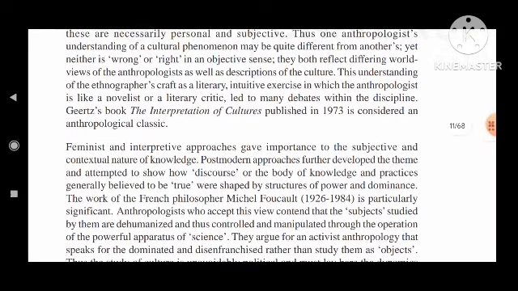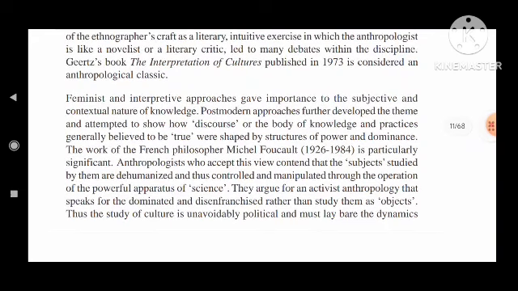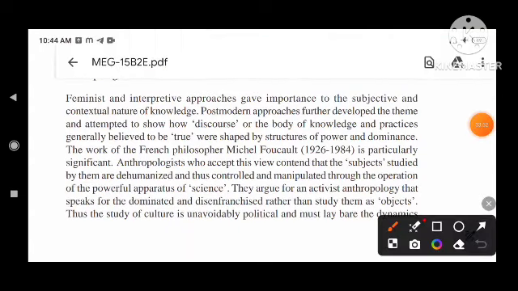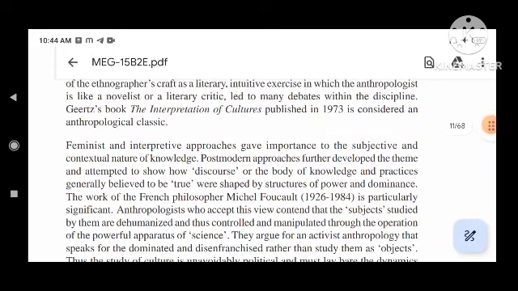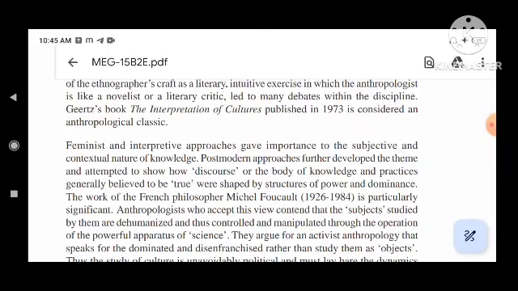This understanding of the ethnographer's craft is a literary, intuitive exercise in which the anthropologist is like a novelist or a literary critic, and it led to many debates within the discipline. Geertz's book The Interpretation of Cultures, published in 1973, is considered an anthropological classic. So, which book is considered an anthropological classic? You can get your NET questions also. Here it is, Geertz's book The Interpretation of Cultures, published in 1973.